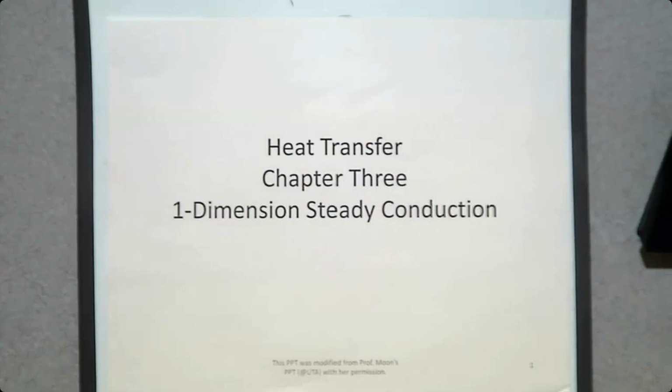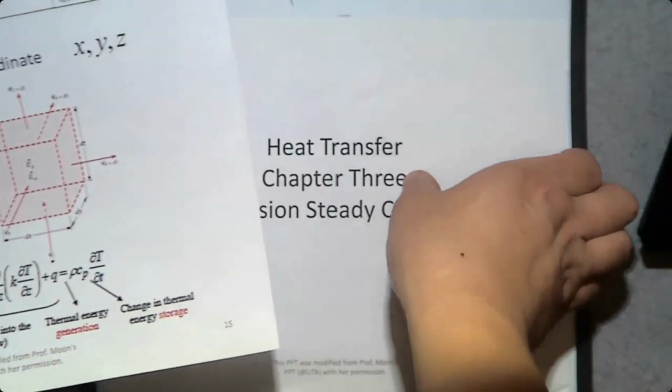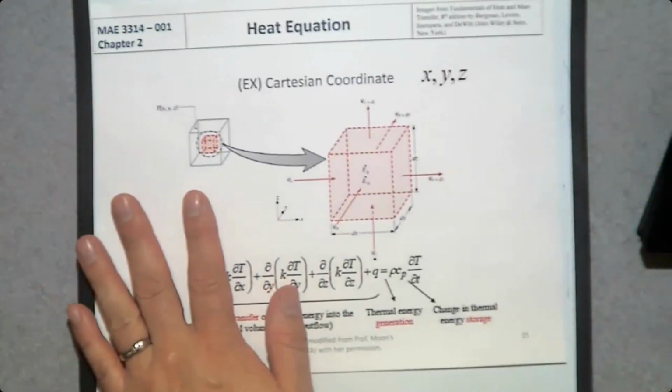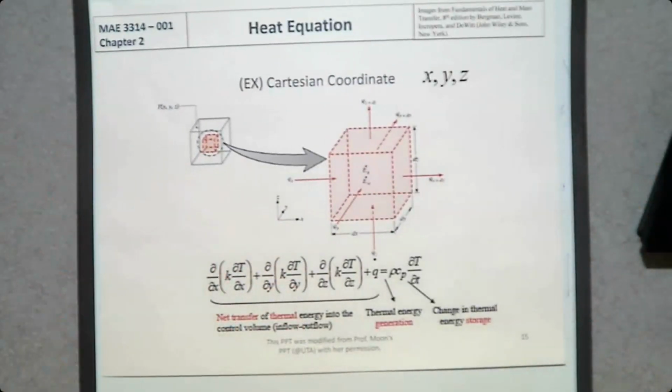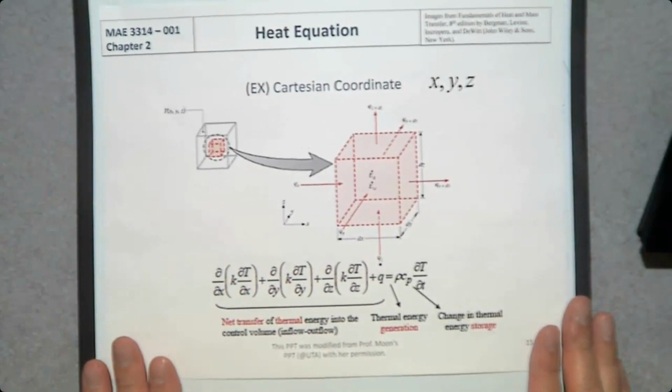Okay, last week in chapter 2, we studied this heat equation, and we derived this heat equation in Cartesian coordinate system. So this is the equation that we are going to use to solve heat conduction problems in chapter 3 and chapter 5. However, Cartesian coordinates is not the only coordinate system that we are going to use.